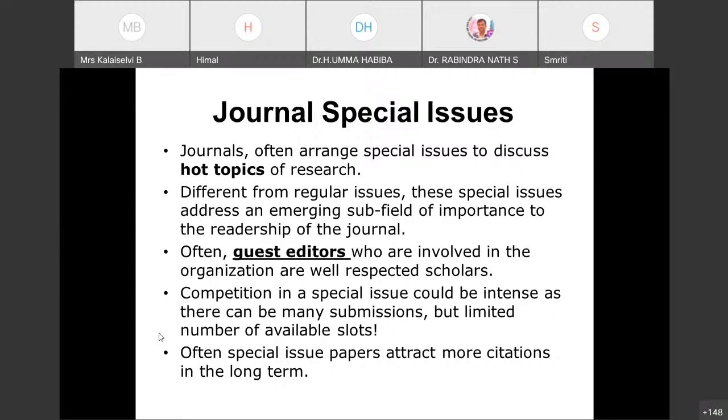However, I highly encourage all of you to target, from time to time, to submit to these special issues, because the rewards are pretty high, and in most cases, maybe you would be lucky to receive a higher number of citations in the longer term for your research work.